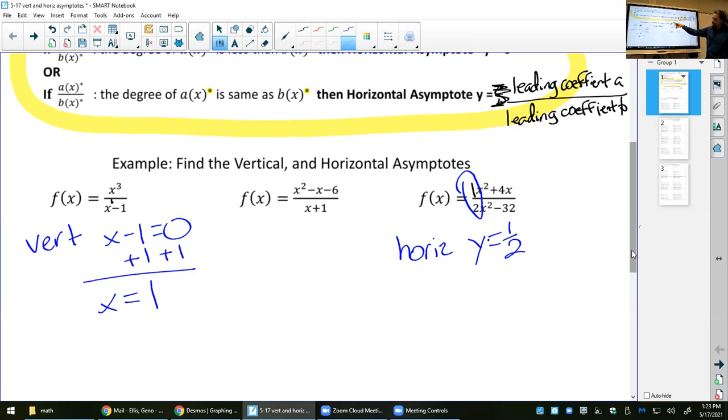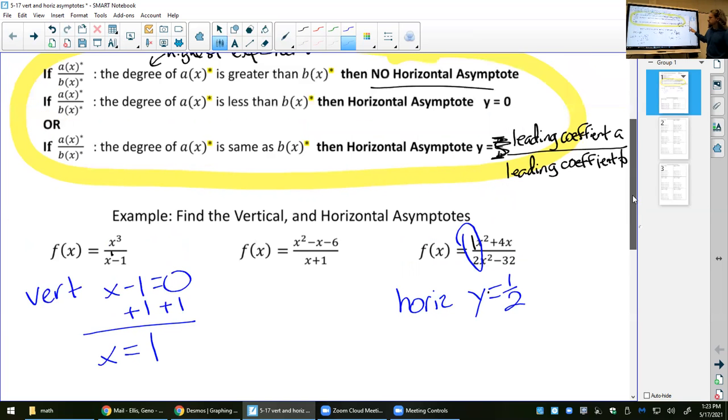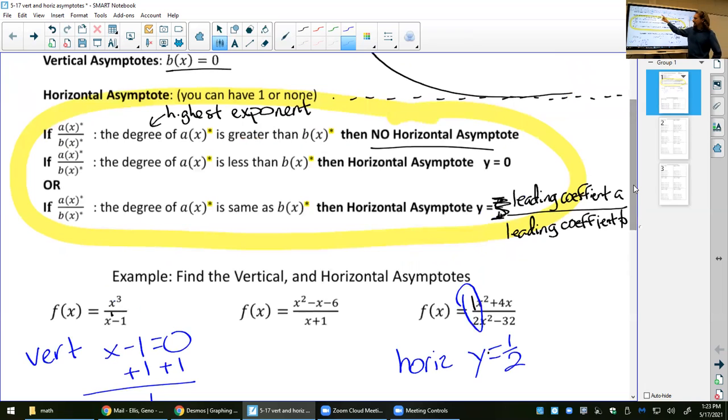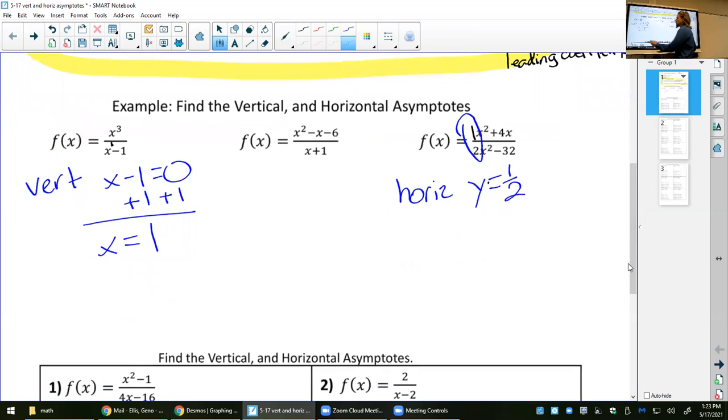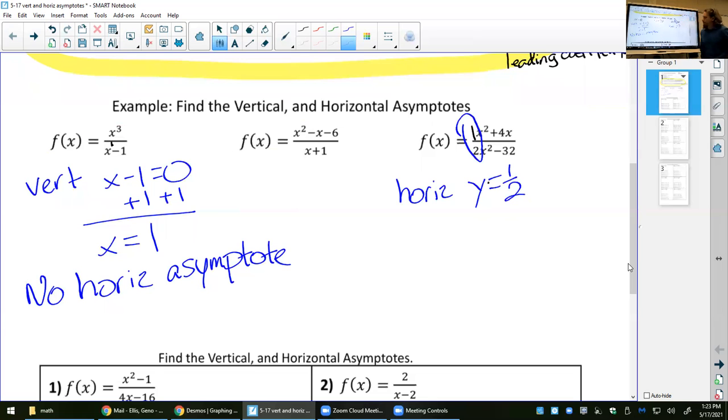So I see x to the third on top, x to the first on the bottom. So I go to my notes. I see that the higher degree is on top. So my answer is no horizontal asymptote. We can practice spelling this because that's a hard word to spell. Okay.